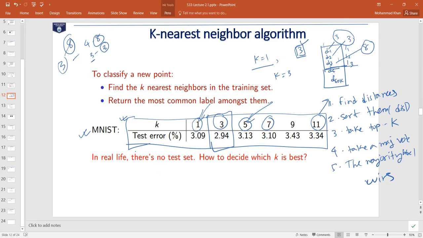For example, for the MNIST data set, if we use the k nearest neighbor algorithm, it will work best. Maybe we'll find another algorithm. But if we decide that we'll use the nearest neighbor algorithm, then the three nearest neighbor algorithm will be best for this data set.